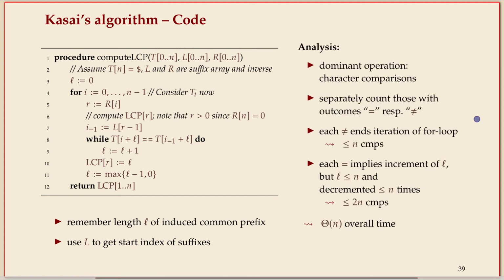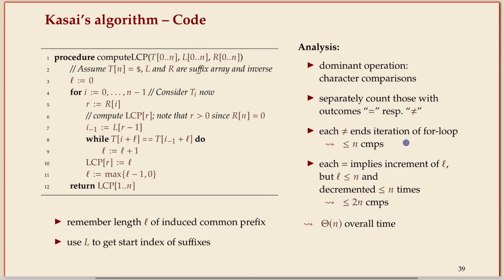Let's briefly think about why this algorithm is linear time, though. What we'll look at is the number of character comparisons, because that's the dominant operation in finding the common prefixes. The trick for the analysis is to separately count those that come out as equal and those that come out as non-equal. It's just easier to count them separately. Every character comparison that comes out as not equal must be the end of a common prefix. So that's where we detect, no, they don't share any more characters.